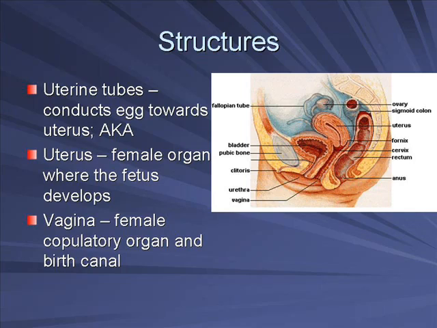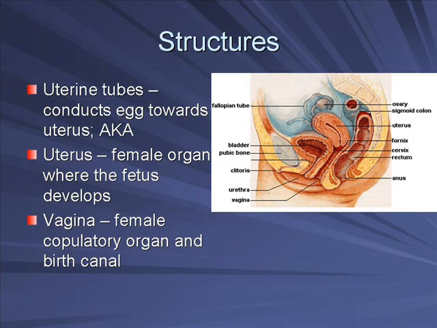There's also the uterus, which is the female organ where a fetus will develop. If an egg does get fertilized, it goes to the uterus, gets implanted in the uterine wall, and starts to develop there. And then finally, the vagina, which is the female copulatory organ, and it's also the birth canal. You can see on that structure, the vagina is what connects to the outside, and then it goes directly to the uterus. There's a structure that's not on the slide that's in between called the cervix, and many of you have probably heard of that as well.